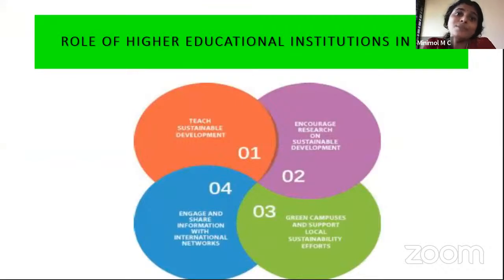And if you ask me, what is the role of higher educational institutions here? See, the role is immense. Higher educational institutions can teach sustainable development to youngsters. They can encourage research on sustainable development. They can engage and share information with international networks. They can even ensure green campuses. They can support local sustainability efforts. So all these are some ways through which higher educational institutions can contribute to the sustainable development goals.